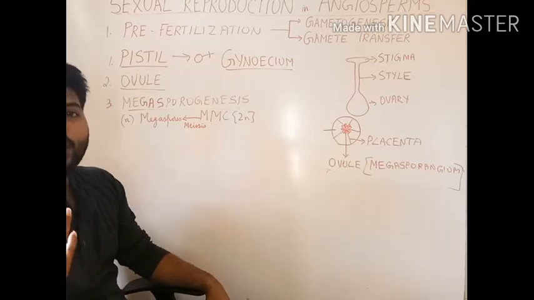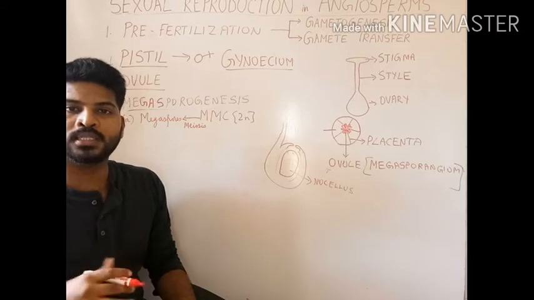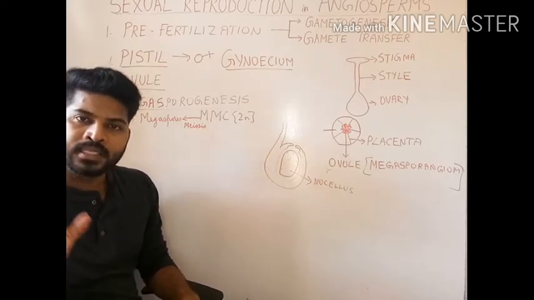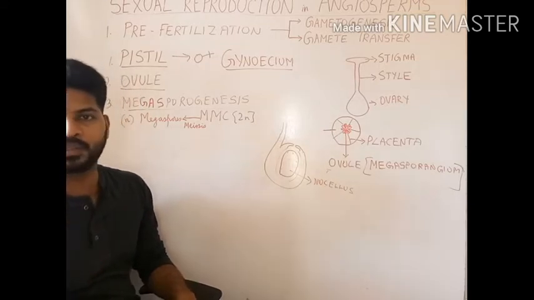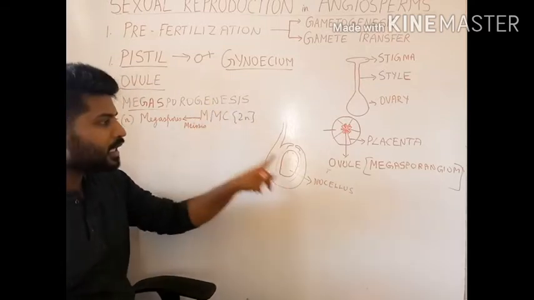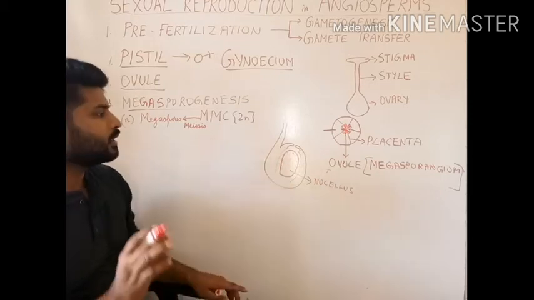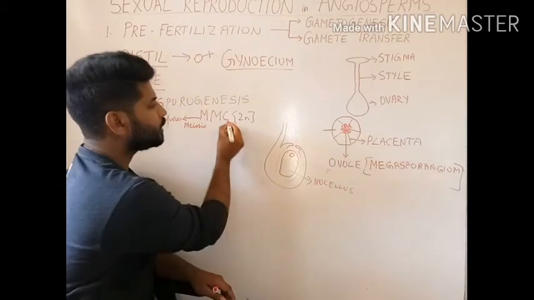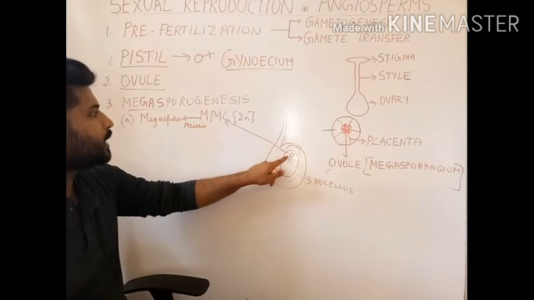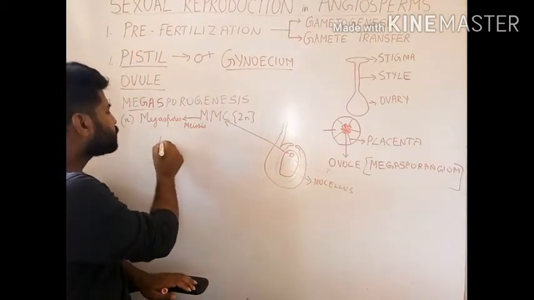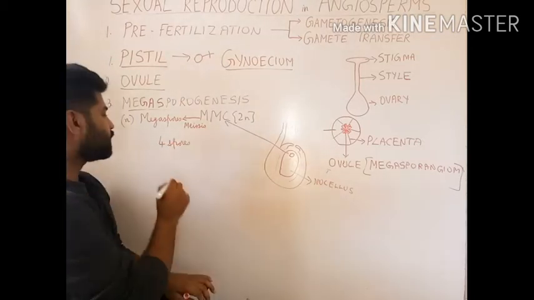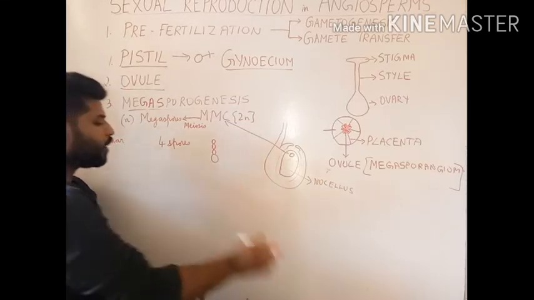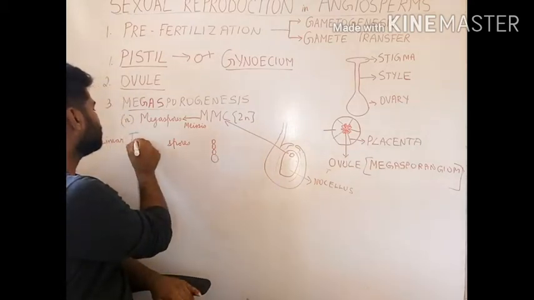Megasporogenesis takes place in the nucellus. The difference between microsporogenesis and megasporogenesis is that in the sporogenous tissue in the anther, each and every cell can act as a pollen mother cell and all the cells will undergo division. Whereas in megasporogenesis, only one cell can act as a megaspore mother cell. This cell is usually present towards the micropylar region. So one of the cells differentiates and becomes the megaspore mother cell. This megaspore mother cell will undergo meiosis and produces 4 megaspores, which are present in a line. So this is called a linear tetrad of spores. Because 4 spores are produced, we can call it a tetrad.